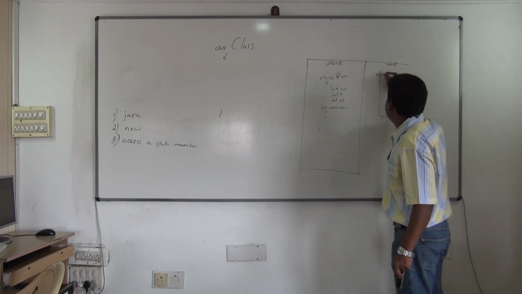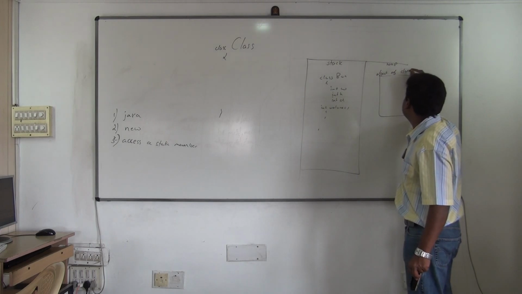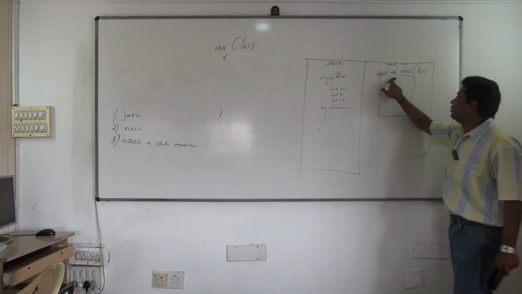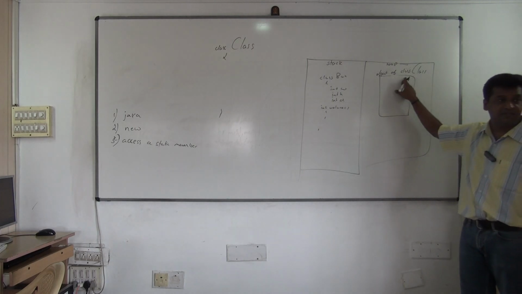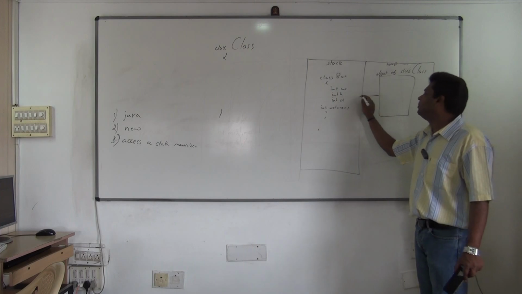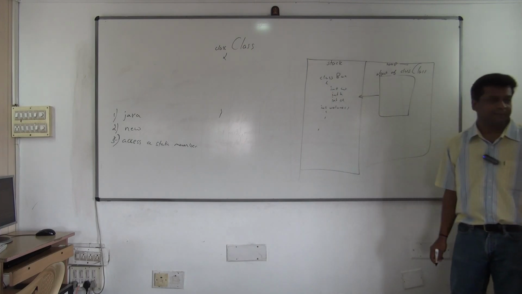This is an object of class. Look at the spelling how I am writing. Object of class. One C is keyword, other C is caps, class. So this gets created and has complete information about the loaded class.